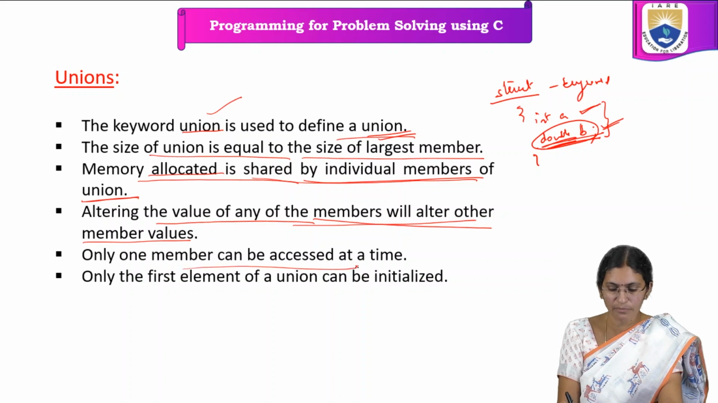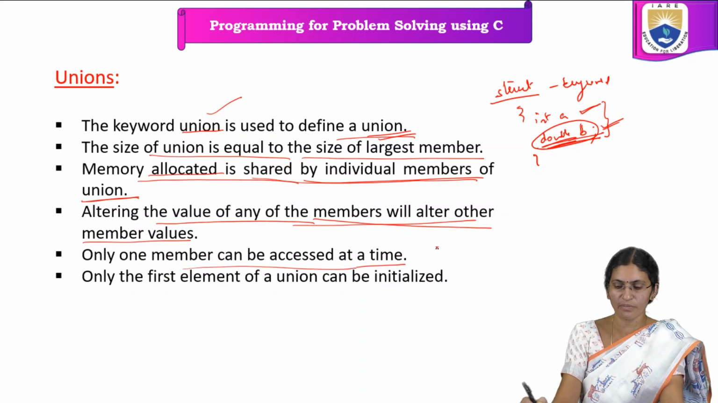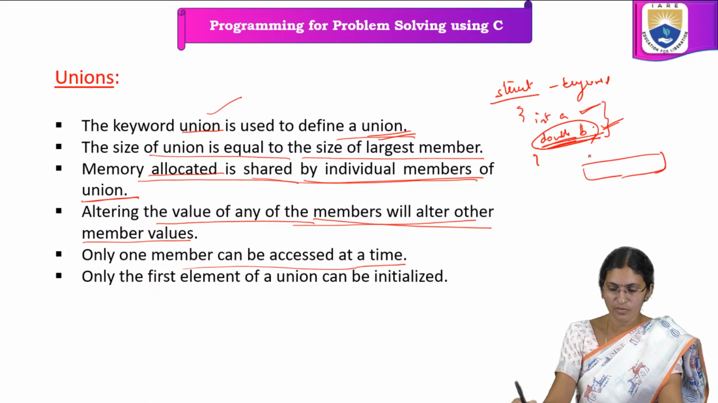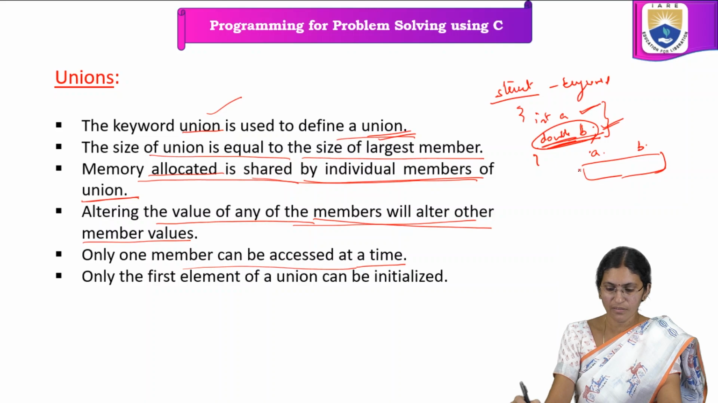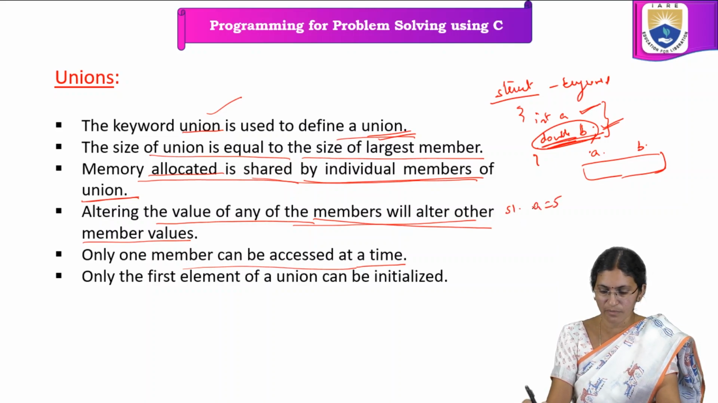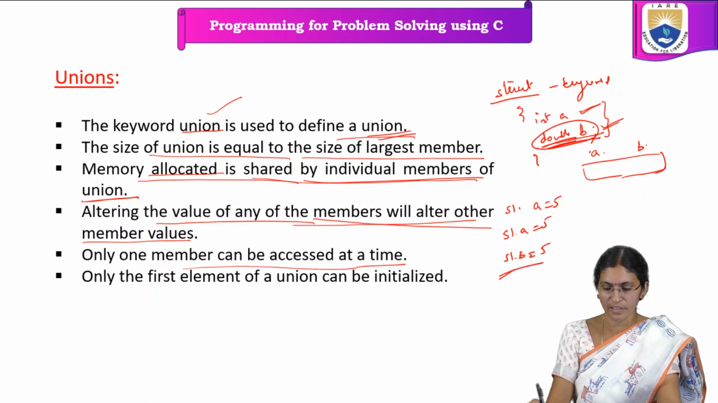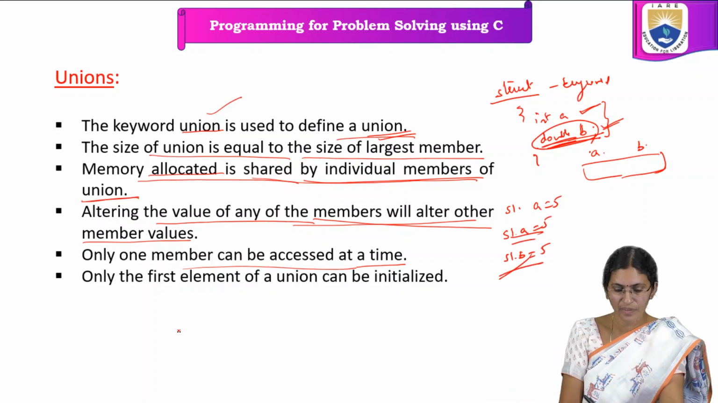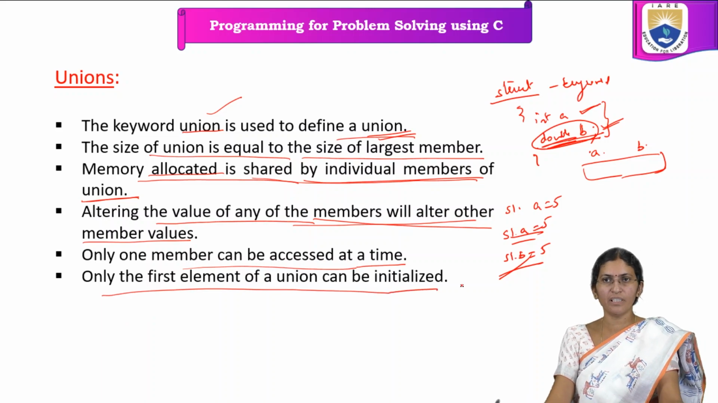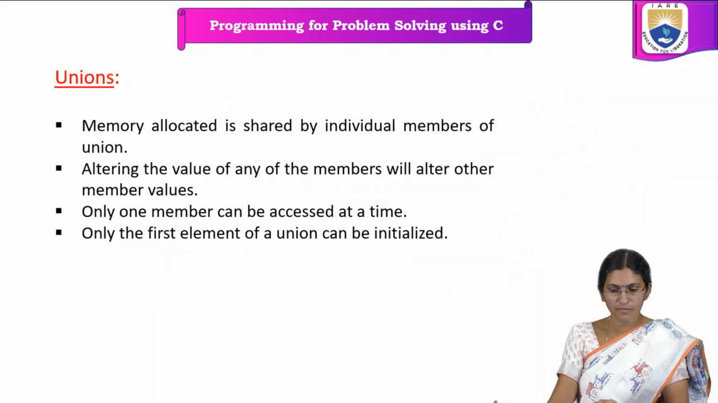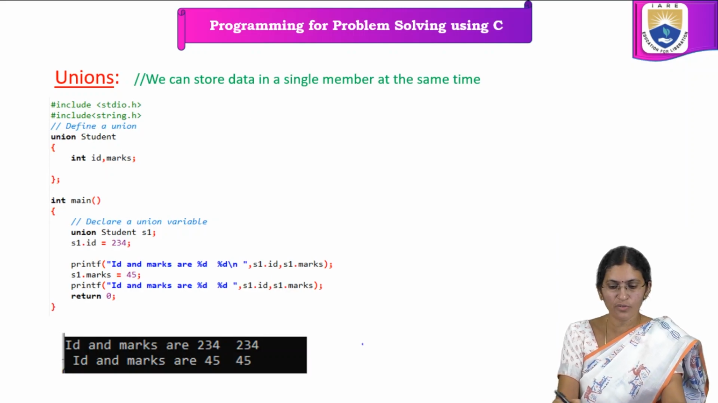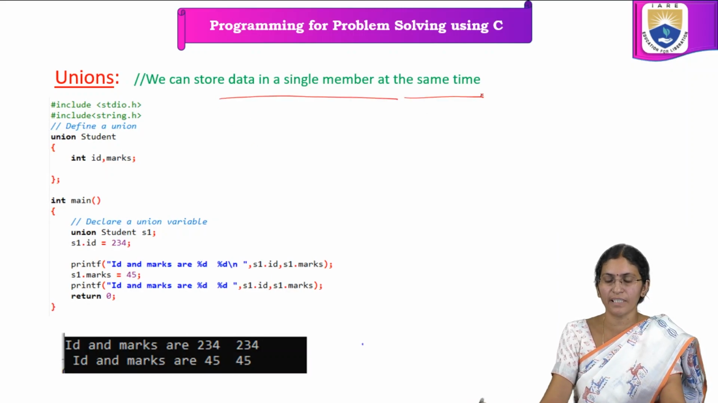Only one member can be accessed at a time. Suppose we have two fields, the first one is an integer and the next one is double. If we are initializing a with 5, suppose s1 is a variable, s1.a is equal to 5, and if we are printing s1.a and s1.b, then for both of the values you will get 5, 5. That we'll see with the help of a program. Only the first element of the union can be initialized, and we can store data in a single member at a time.